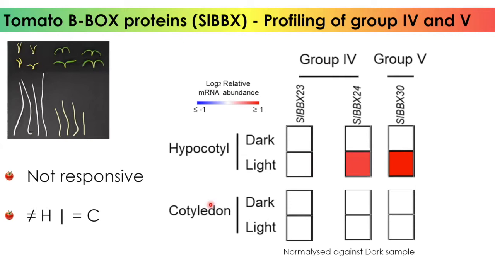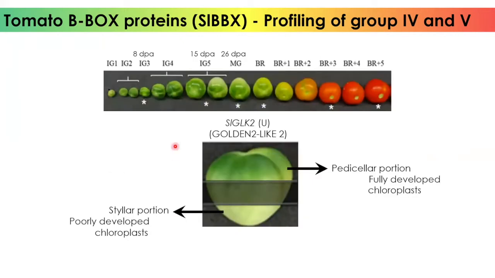Then we addressed fruit development and ripening by sampling the immature green 3 and 5 stages, mature green, the breaker, and 3 and 5 days after breaker. As our cultivar has the wild type Golden 2-like allele, we have the pedicellar portion with fully developed chloroplasts and the stylar portion with poorly developed chloroplasts. So we sectioned the fruit, discarded the transition portion here and analyzed these two here.